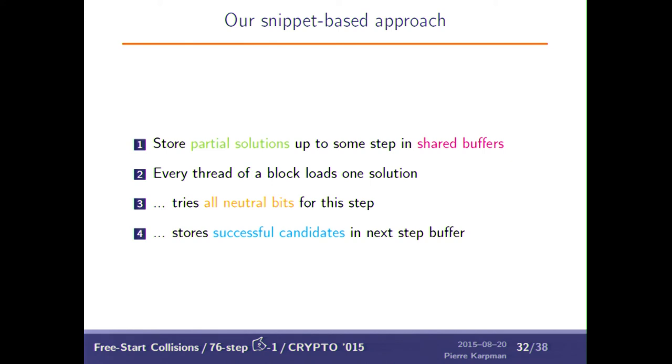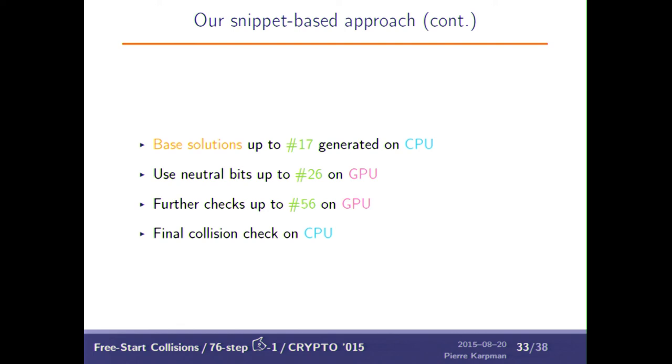So the approach we used to counter this branching problem is to use shared buffers for partial solutions. I have partial solutions up to some step, and solutions up to the same step I'm going to store in the same shared buffer. Then the process is that I have a block of threads, and they all load their own partial solution, and they all try all of the neutral bits available for this step, and every time they get a valid solution up to the next step, they store it in the next shared buffer.